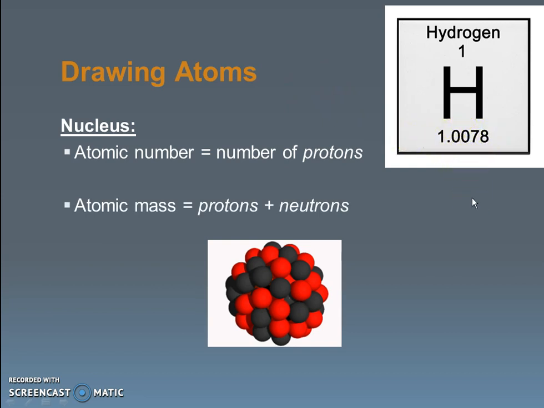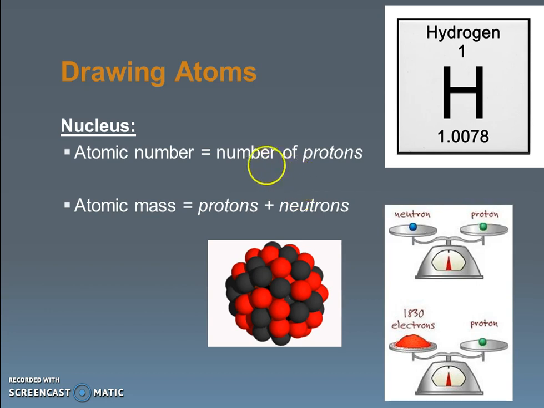The other number you'll find on your periodic table is the atomic mass. This is your number of protons plus neutrons. So by your atomic number, you know what that proton number is. So you can just subtract that from the atomic mass to find how many neutrons to put in the middle. Also, something to keep in mind, the neutrons and protons do make up the mass of an atom. Electrons are so small and so light that they're negligible.